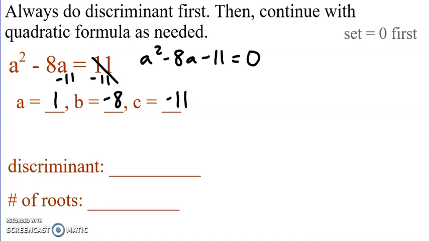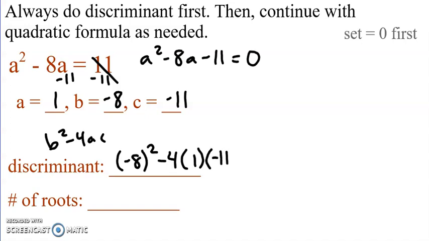We can do our discriminant. Remember, it's b squared minus 4ac. So I have to do negative 8 squared minus 4 times a times c. Be careful if you are doing this in your calculator. You have to put parentheses around the negative 8. If you just type in negative 8 and then to the power of 2 like that, it's going to just take 8 squared and then make it negative, so you have to put parentheses around it. So that gives us a positive 64. Negative 4 times negative 11 is a positive 44.